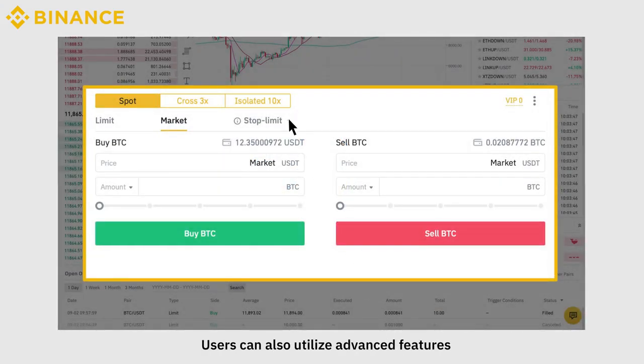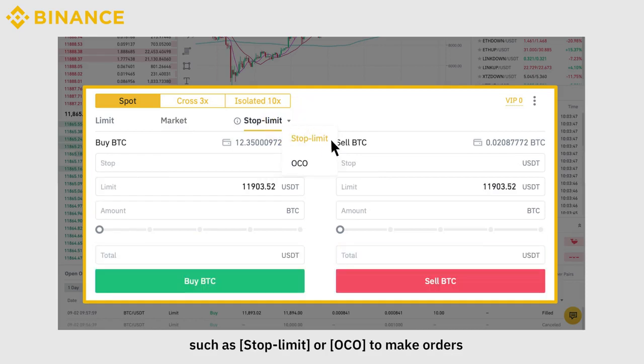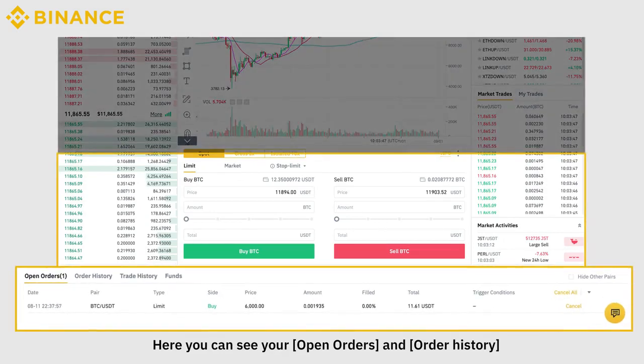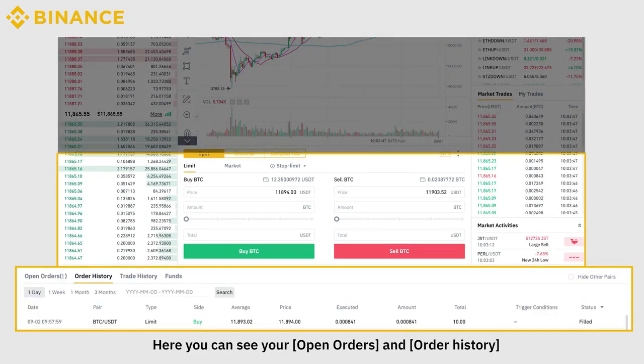Users can also utilize advanced features, such as stop limit or OCO to make orders. Here, you can see your open orders and order history.